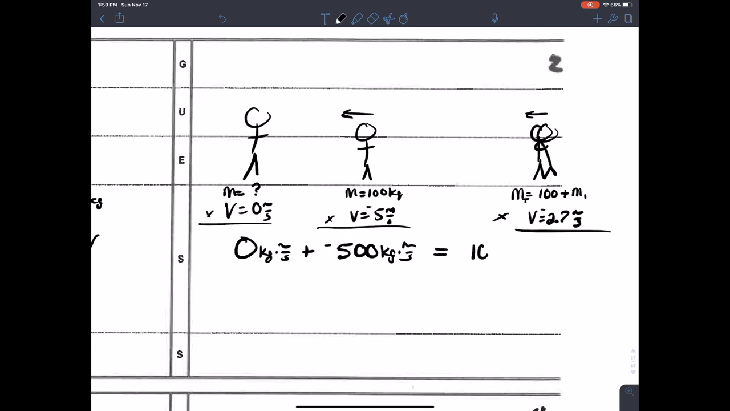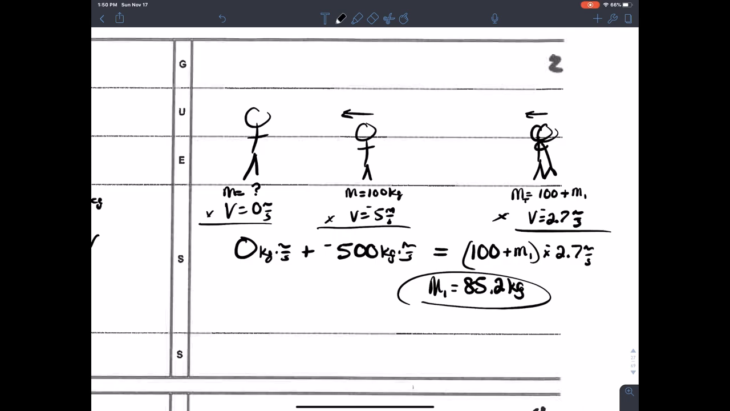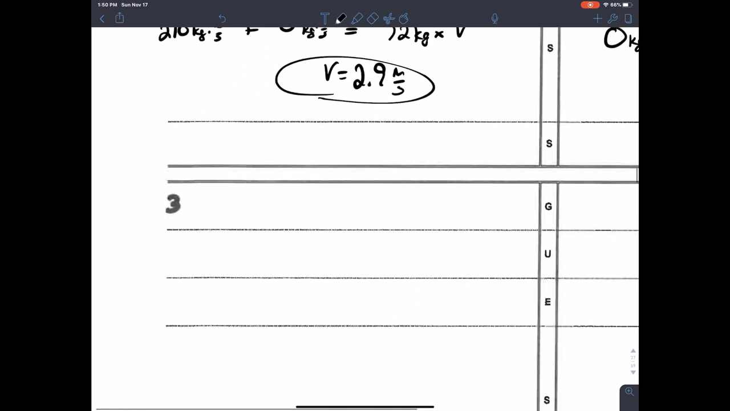Then we go to the right-hand one. You have 100 plus M1 times the negative 2.7 meters per second. So you have 500 divided by 2.7, which gets you 185.1, blah, blah, blah. Then we have to subtract the 100 from that. So the mass of the first wrestler is going to be 85 point, let's just round this off and say 2 kilograms. All we're doing is using a little bit of algebra to figure out that value. Okay, we go to question 3.